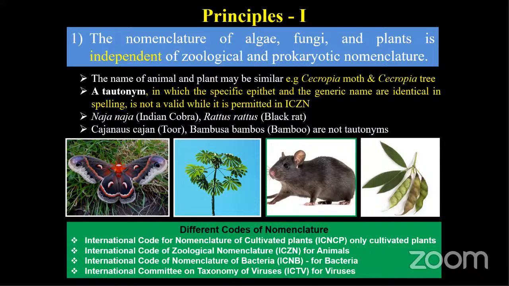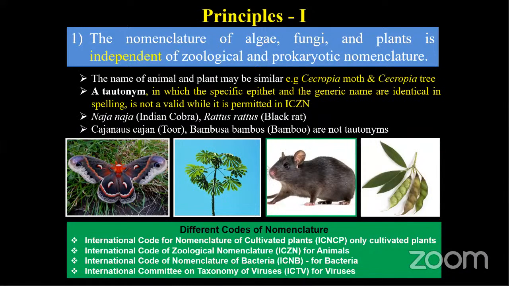So why is it independent? Because the name of an animal and a plant may be similar. There may be a chance that the names are similar within both groups, that is plants or animals. For example, if you see in this diagram, this is a photograph of a Cecropia moth. The genus name is Cecropia, and the tree also has the same genus name, Cecropia. So zoological nomenclature includes the same name, and botanical nomenclature also includes the same name. So it is independent. They might be the same, or they might not be the same.